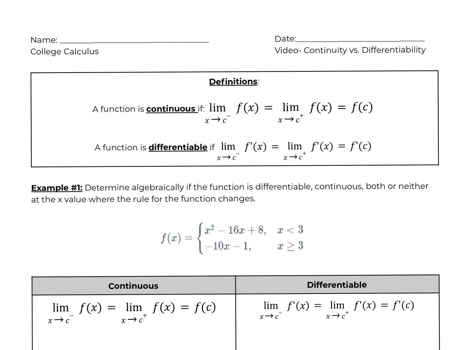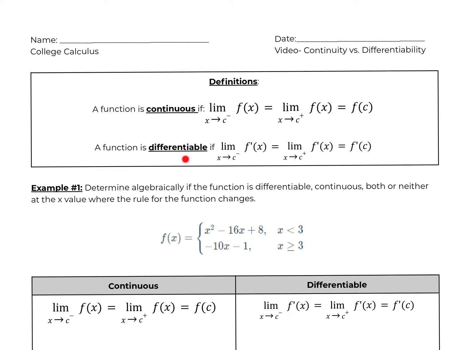algebraically. So the definition of a continuous function is if the limit from the left of a function equals the limit from the right of the function, which also equals the value of that function at that specific x value, then the function is continuous.